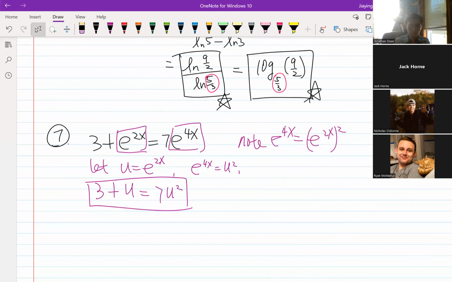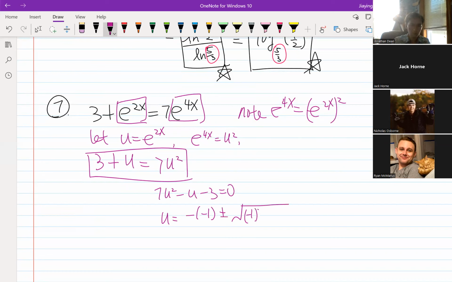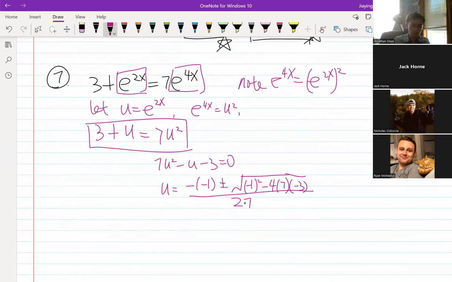Either use the quadratic formula or factoring. And I don't really think we can factor in this example. So we're going to use the quadratic formula. Move every term to the same side: I get 7u squared minus u minus 3 equals 0. So u equals negative b, so negative negative 1, plus or minus the square root of b squared minus 4 times 7 times negative 3, all over 2a, which is 14.